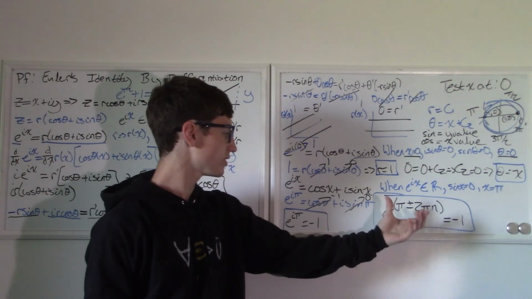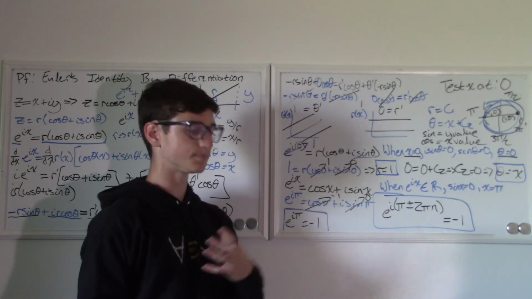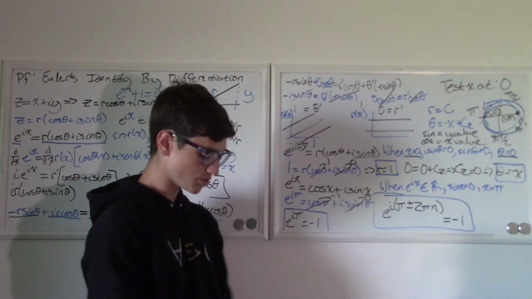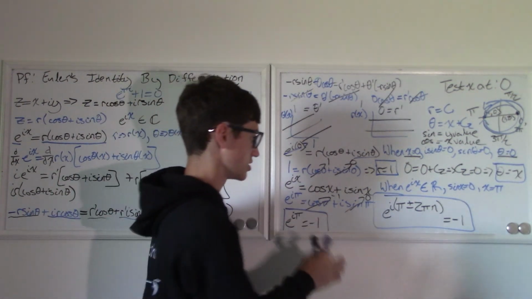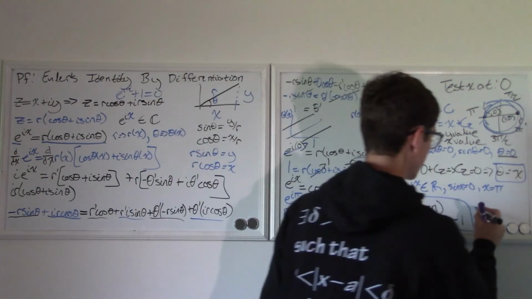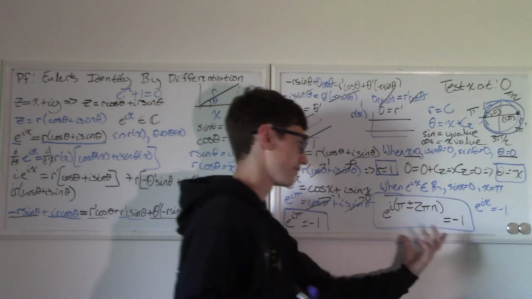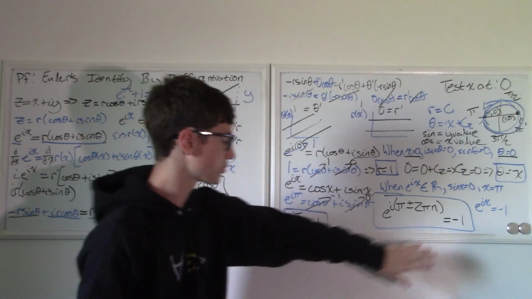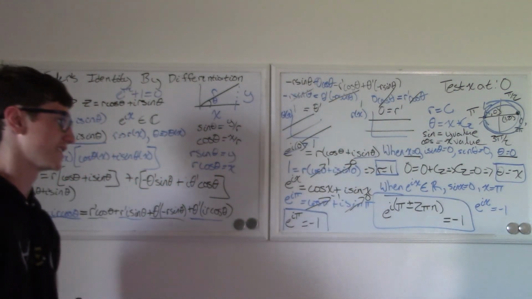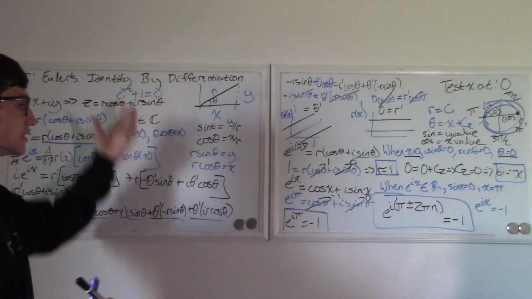There's actually an infinite number of solutions to, I guess what you could say, e to the power of ix equals -1. There's an infinite number of solutions. So that's a more general form of Euler's identity proved by differentiation.